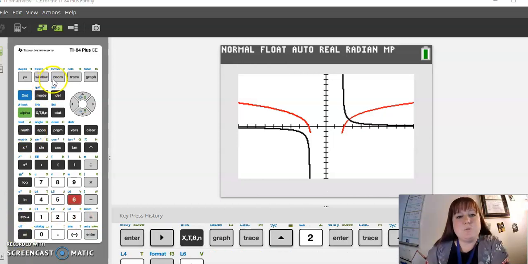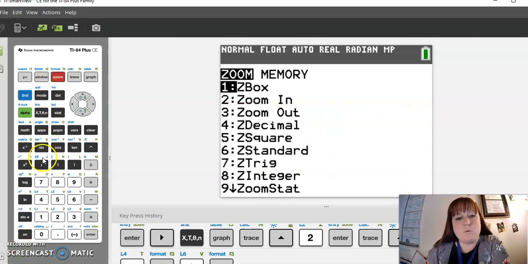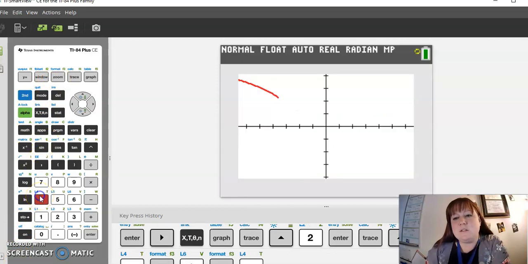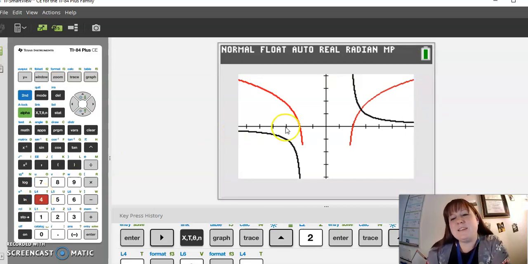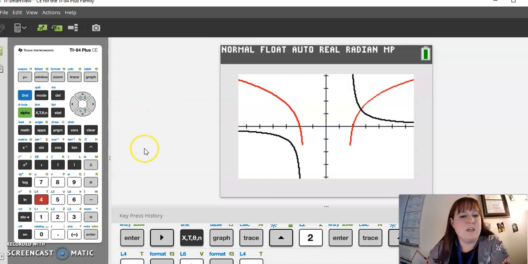You can use a different zoom on this one. There's zoom 4, which is zoom decimal. Basically what it does is it goes from negative 4.7 to 4.7 and negative 3.1 to 3.1. It's really nice for things that change a lot in increments of 0.1. So it zooms in just a little bit without zooming in a lot. So that's another zoom that you can try to look at this one a little bit better. It definitely gives us a better ratio there.